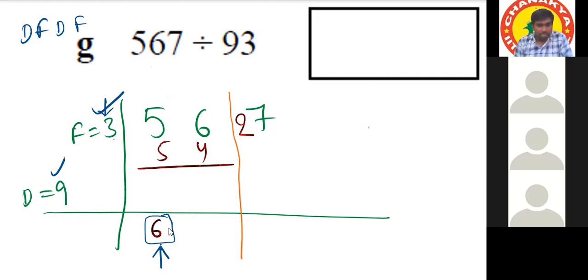Sir, 18. Here, see here, all of you answer. You have taken 6 here. 6 we have multiplied with 9. We got 54. And again, the same 6 we have to multiply with this 3. Okay, understood, sir. 6 3s are 18, sir. 18. And what is the remainder here? 27 minus 18.